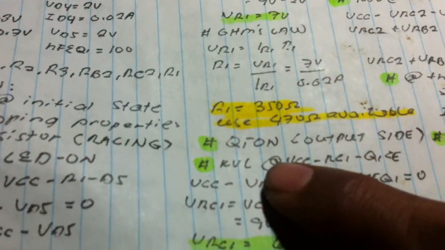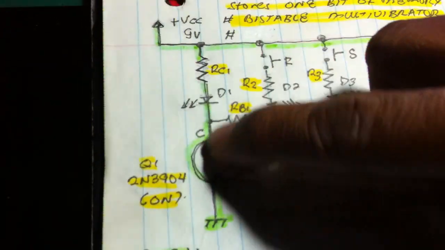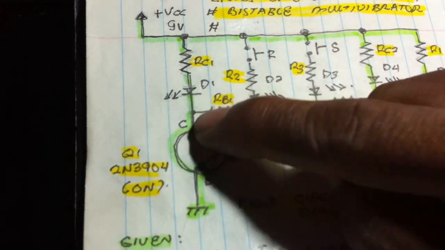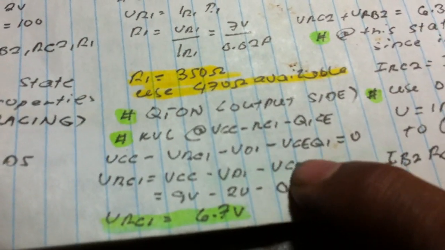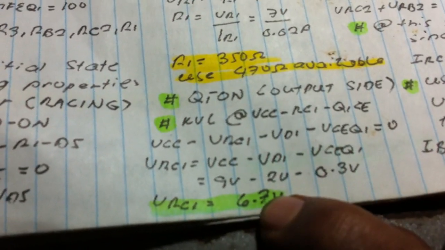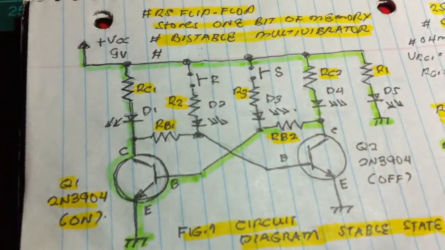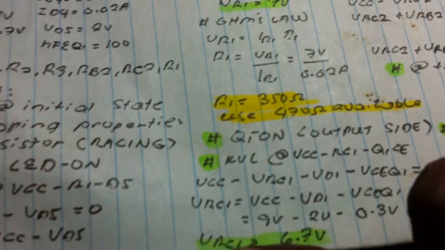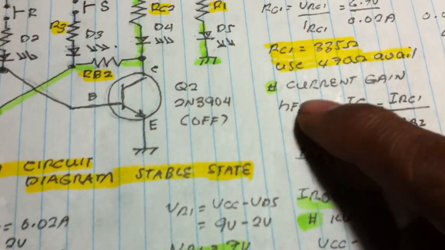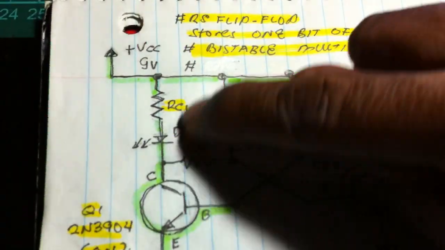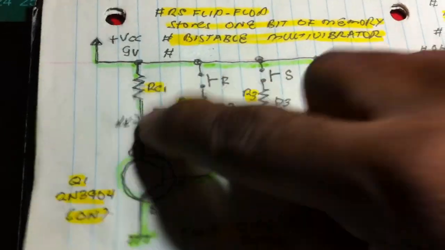Since Q1 is on at the output side, we're going to take a KVL at the output side: VCC minus voltage drop RC1, D1, CE to the ground. That is the KVL, Kirchhoff's voltage law. Transposition, substitution, since we know this from the transistor datasheet, we get 6.7 volts voltage drop across RC1. Also, current flows into the input side due to the initial stable state of the transistor. Since we know the voltage drop of RC1 is 6.7, using Ohm's law we get the value of RC1, 6.7 over 0.02, 470. The current at RC1 is equal to the current rating of the LED since they are in series.